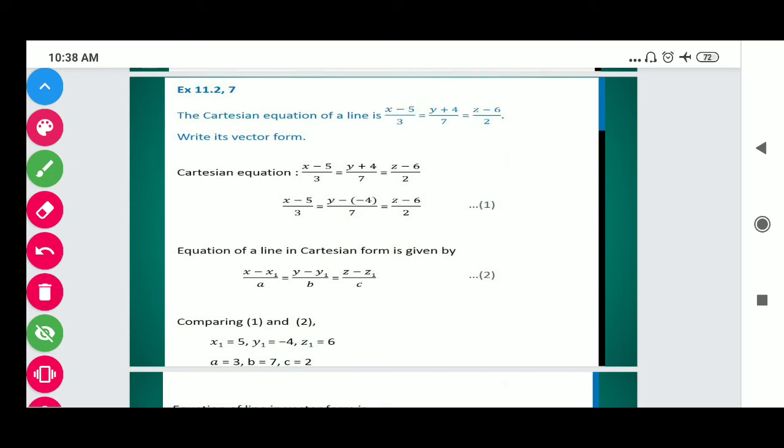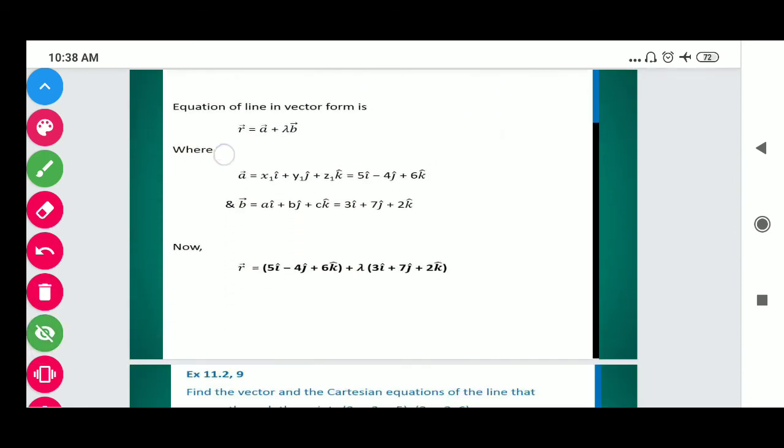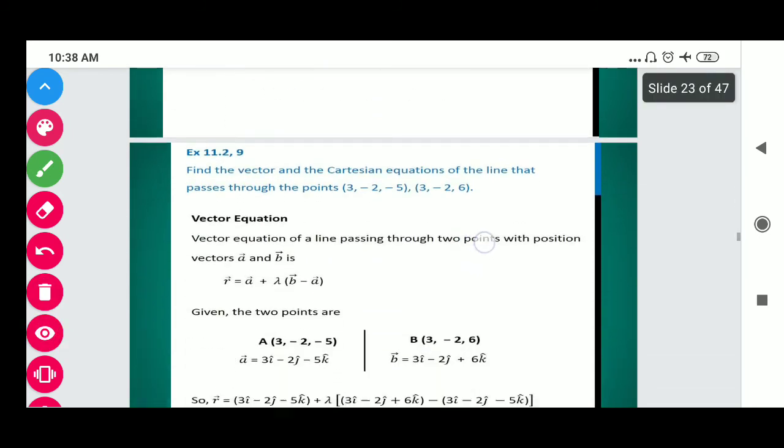So here the equation of a line in Cartesian form is given by this. On comparing, we get the a vector and b vector. So here the equation of a line in vector form is r vector equals a vector plus lambda b vector. Putting the values of a and b, we get r vector equals 5i minus 4j plus 6k plus lambda times (3i plus 7j plus 2k). So this is the vector equation of the line.